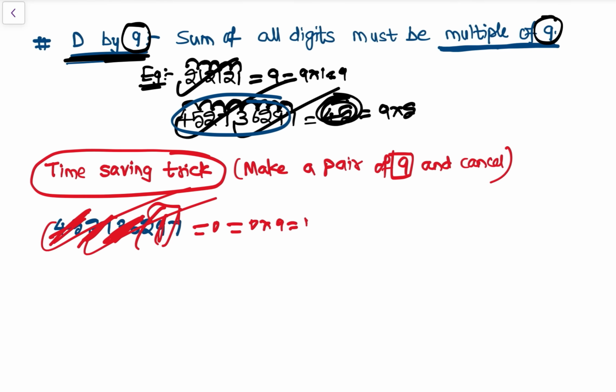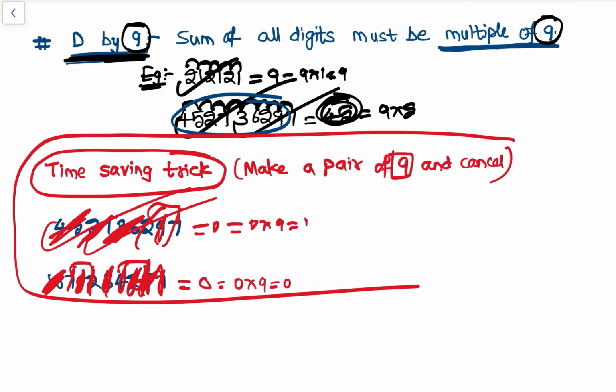Let's check for another number. 18762342257, and say 8 plus 1 9, 7 plus 2 9, 6 plus 3 9, 4 plus 5 9, 7 plus 2 9, so that is 0, that is 0 into 9 is 0, so again divisibility rule of 9 आ गया.